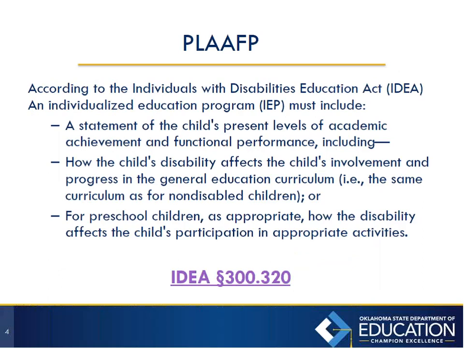This is a requirement under the Individuals with Disabilities Education Act. Every IEP must include a statement of the child's present levels of academic achievement and functional performance. That present levels must be current information, and it's specific to how the child's disability affects their involvement and progress in the general education curriculum. And then for preschool children, how the disability affects the child's participation in age-appropriate activities.